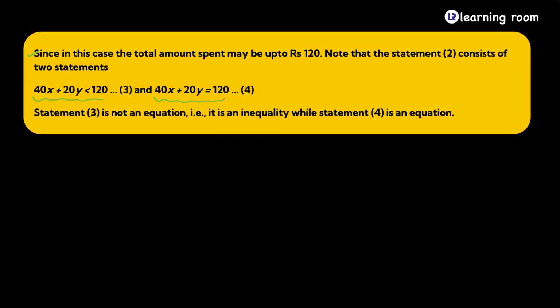Since statement three is not an equation, that is, it is an inequality. What are they trying to say? While statement four is going to be an equation. To put it simply, when you write less than or equal to, it can always be broken into two scenarios. Because it is an 'or', you broke it into two parts. I hope you are able to understand this. This is a very simple logic. Clear with this? Do you want to make a note or shall I proceed?